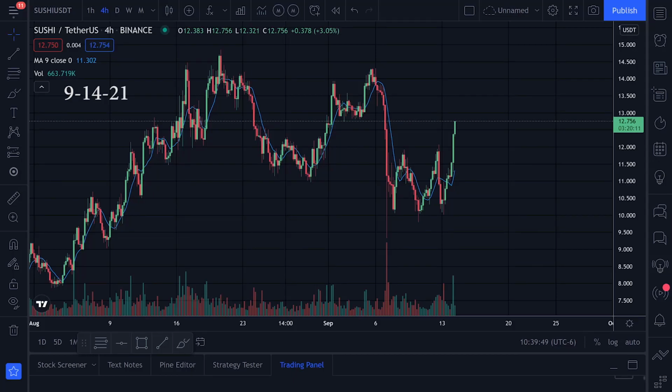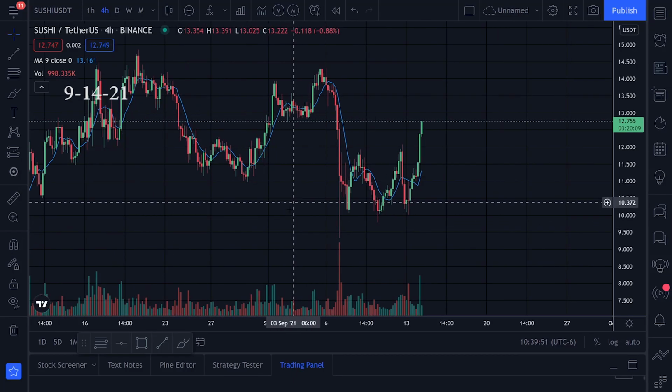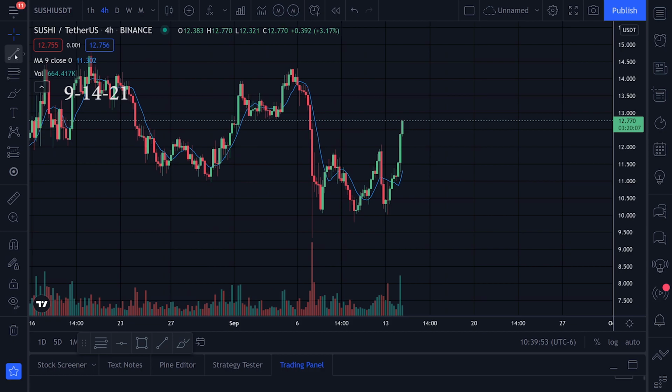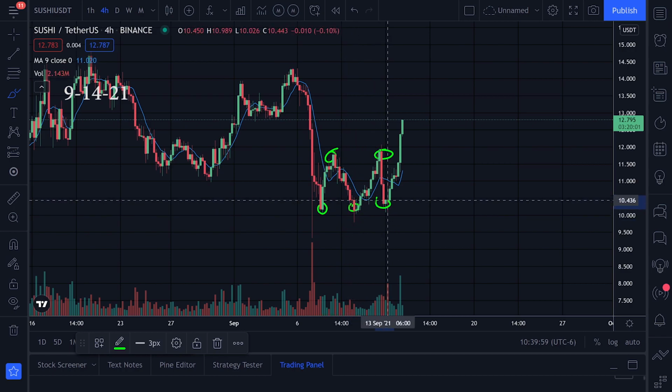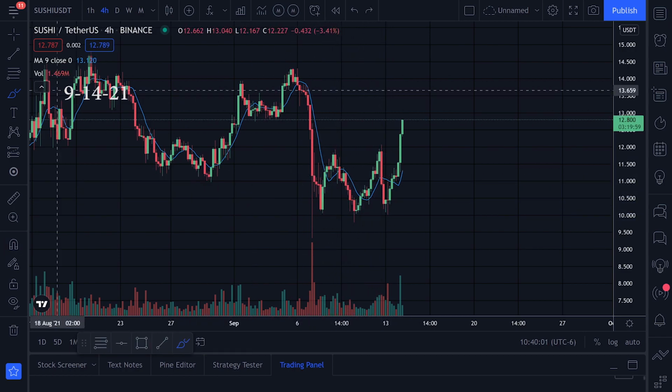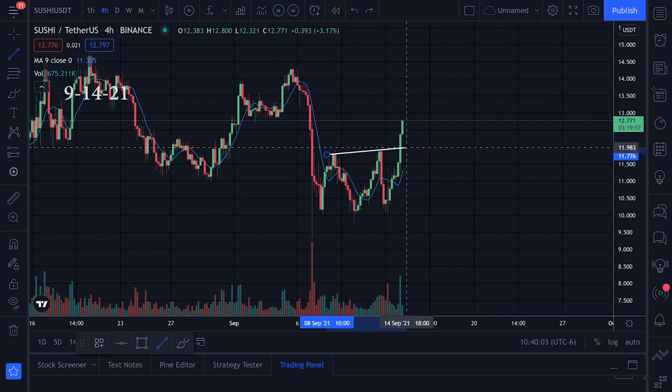Let's take a look at the chart action for Sushi swap. Alright, so this chart looks very similar to Uniswap, and here's what I'm looking at. We have resistance right here, we have resistance right here. We have support right here, and right here. So that basically gives me these trend lines, something like this.